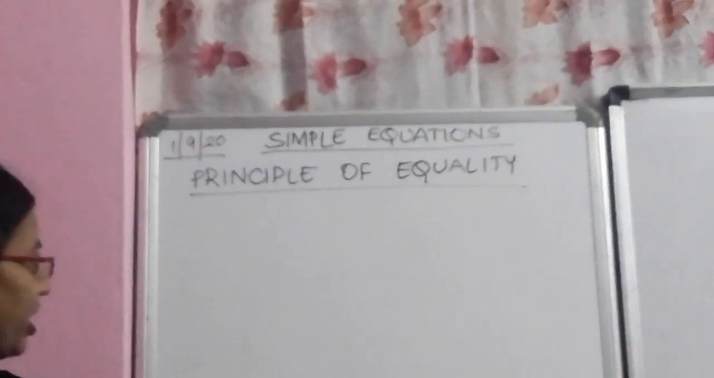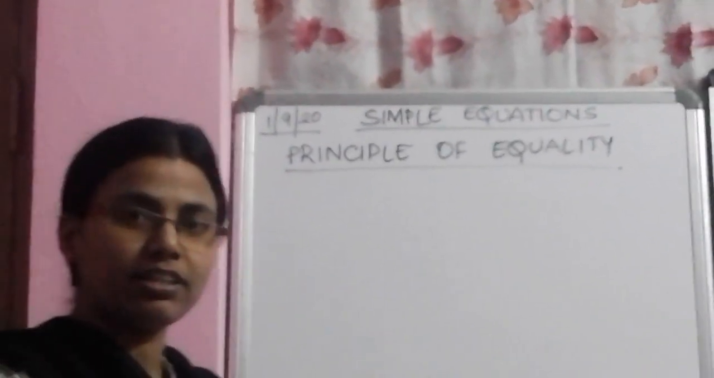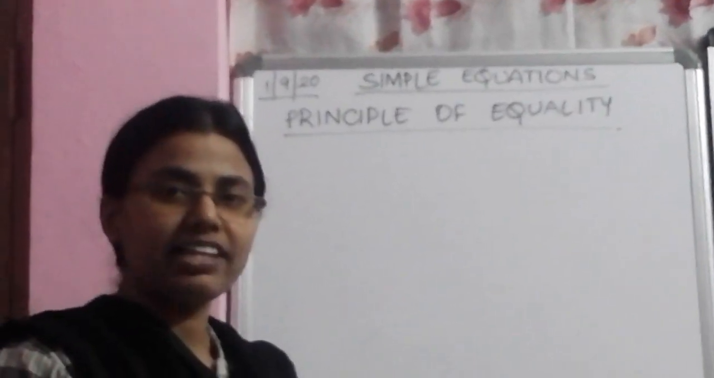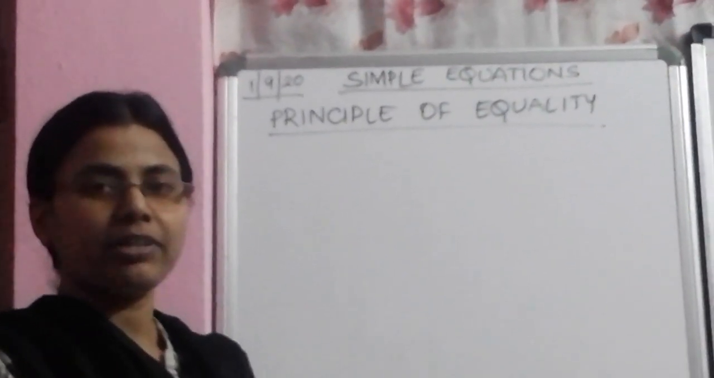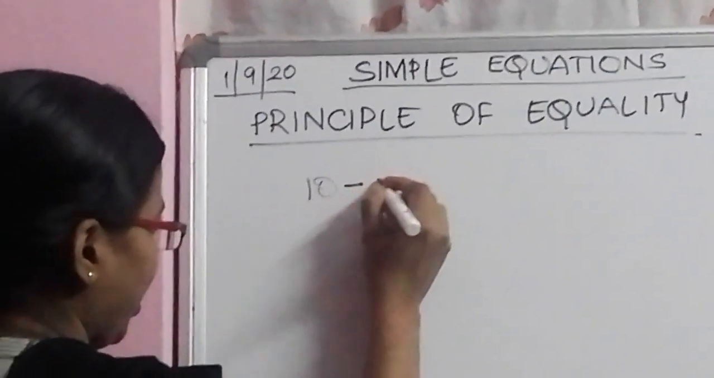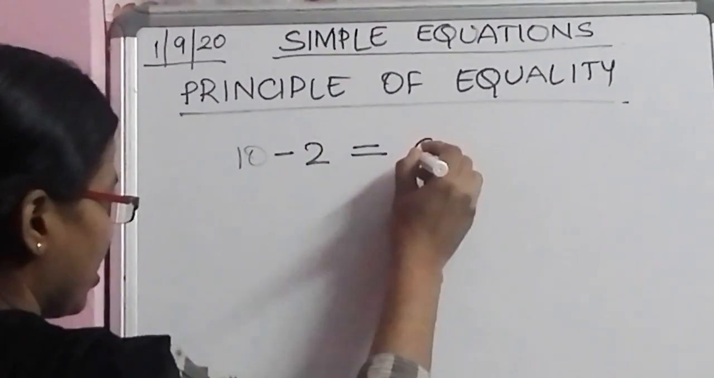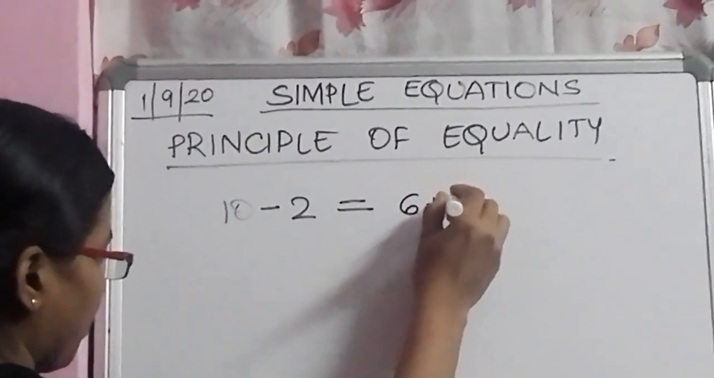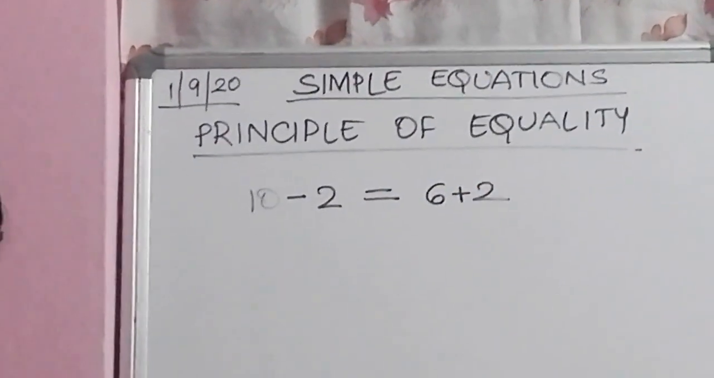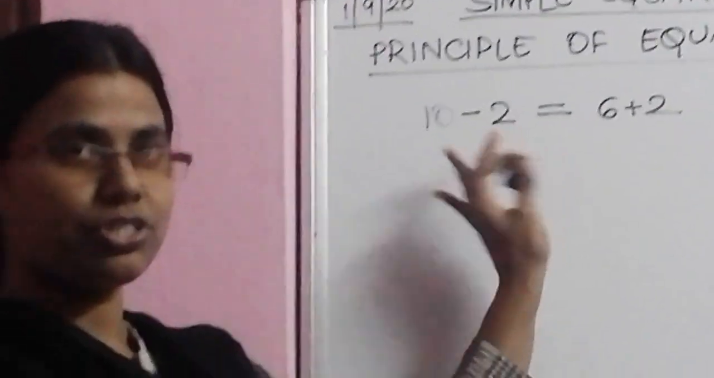Now, look here. Principle of equality, it is also known as the balancing method. Now, let me write one statement. 10 minus 2 is equal to 6 plus 2. This is given. This is an equality statement which is given.